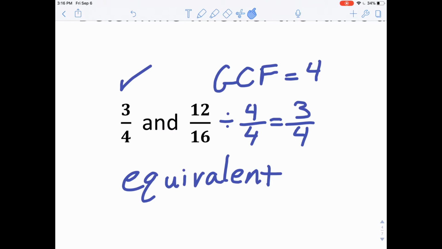Now 3 to 4 is already in simplest form for us, so that's one piece done. All we need to do now is put 12 to 16 in simplest form. First, I find the greatest common factor of 12 and 16, which is 4. Now that I have my greatest common factor, I can divide 12 and 16 both by 4. When I do that, my simplified fraction is 3/4. So my two ratios then are both 3 to 4, which means that they are equivalent. 3/4 and 12/16 are equivalent.